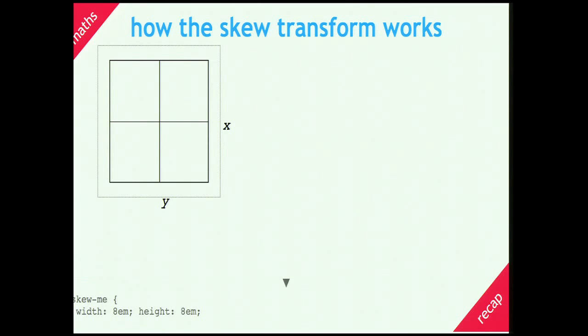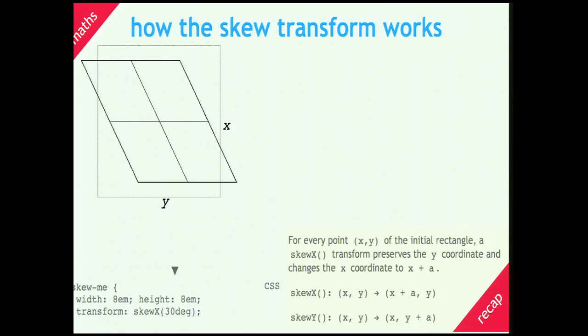So we start with a square, and we apply a skew transform on it. So you can see that the skew transform, as any other transform, also transforms the system of coordinates of the element. It's not the same as it was before. And for every point of the initial square, applying the skew x preserves the y-coordinate and changes the x-coordinate, just the x-coordinate. And you can see for every point x, y, the new coordinate after a skew is going to be x plus a and y. And for skew y, it's going to be x and y plus a. All right, but what is a?